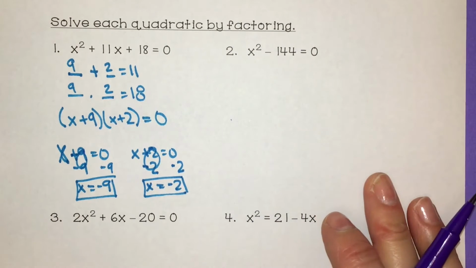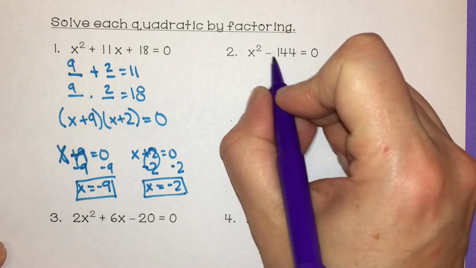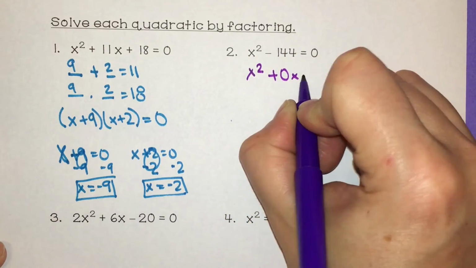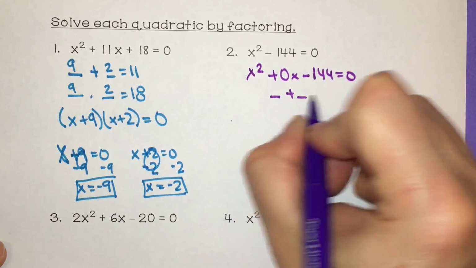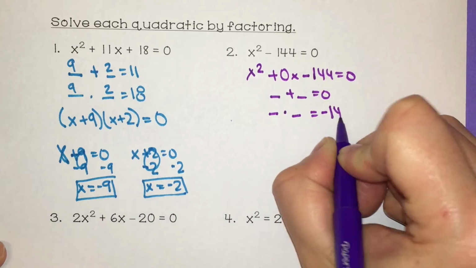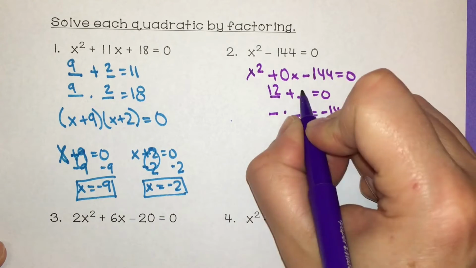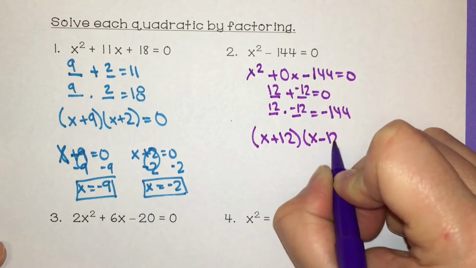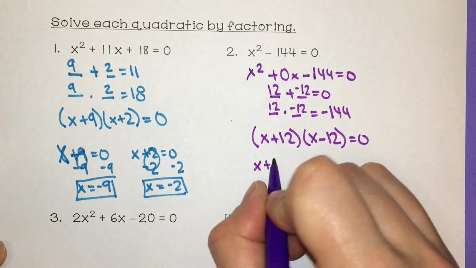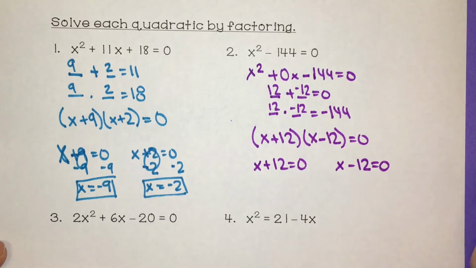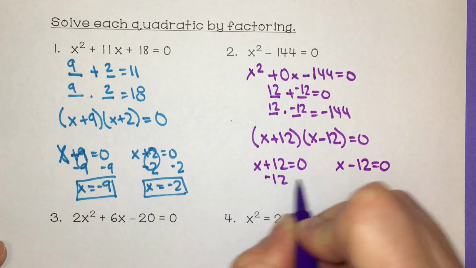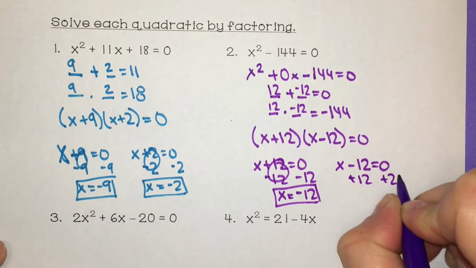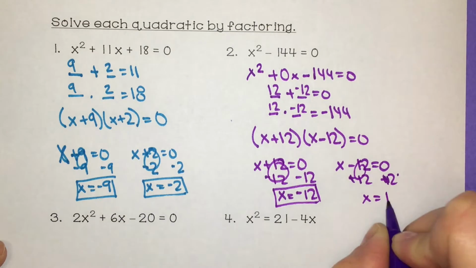All right, then on this one, hopefully you figured out that you have positive 12 and negative 12 because remember you can write it x squared plus 0x minus 144 equals 0. So what adds together to equal 0 multiplies together to equal negative 144. Remember, they have to be exact opposites, positive 12 and negative 12. So that means it's x plus 12 times x minus 12 equals 0. So you have x plus 12 equals 0 and x minus 12 equals 0. Solve for x. Get rid of the plus 12 by subtracting 12 on both sides. Get x equals negative 12. Over here, add 12 to both sides, and you get x equals positive 12.